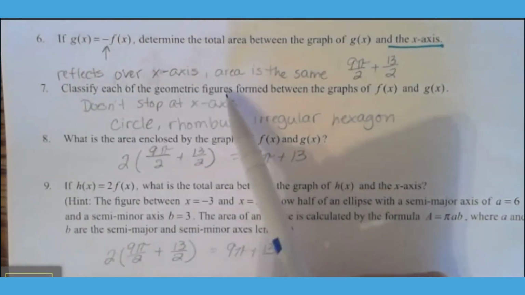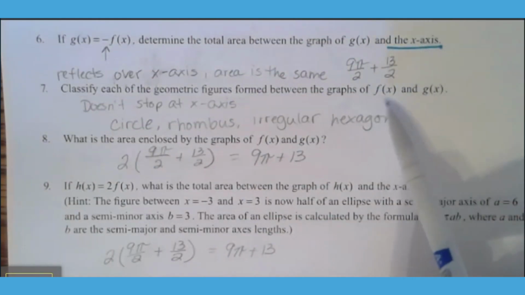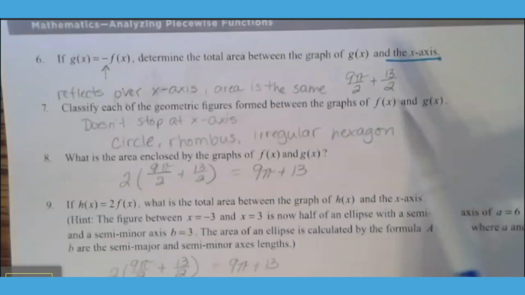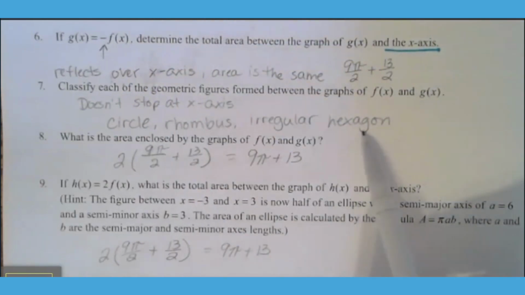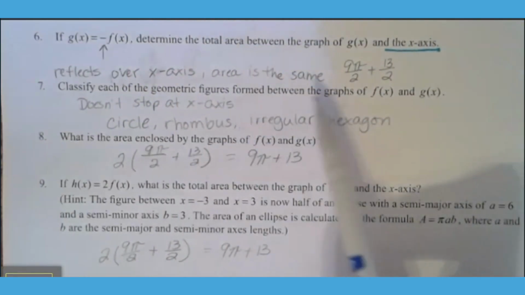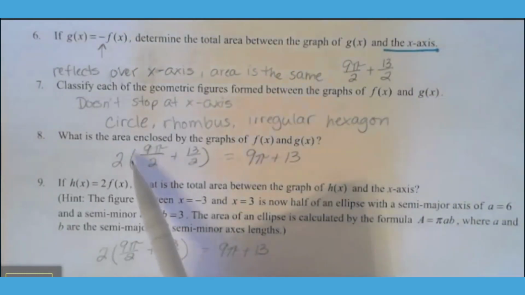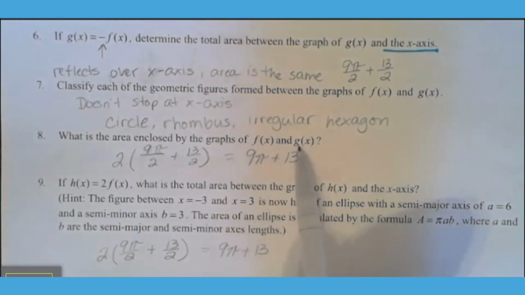Classify each of the geometric figures formed between the two graphs. So notice that the x-axis is not involved here. We are going all the way from the top to the flipped over portion on the bottom. That means that we have an entire circle now, a rhombus, and an irregular hexagon. Irregular is a vocabulary word that the students should be familiar with. And then finally, what is the area enclosed by the graphs of f of x and g of x?